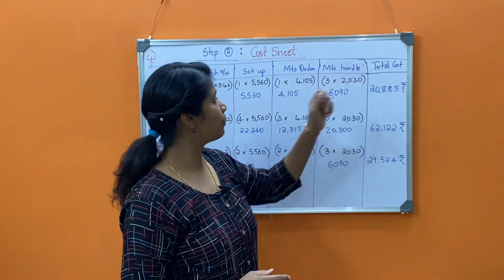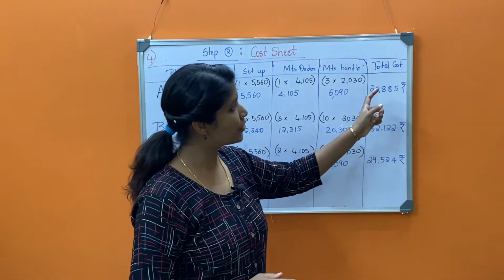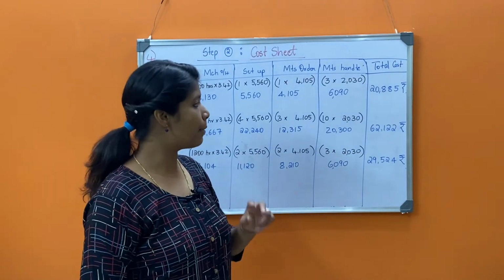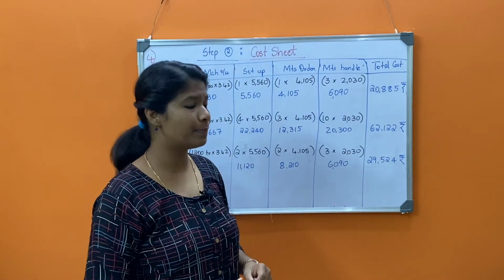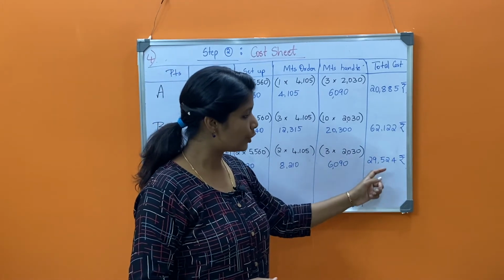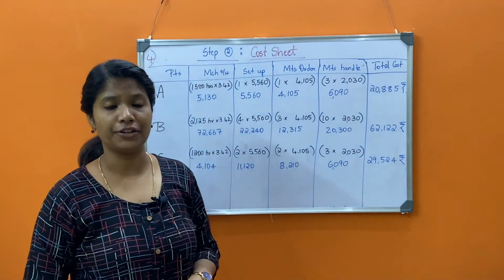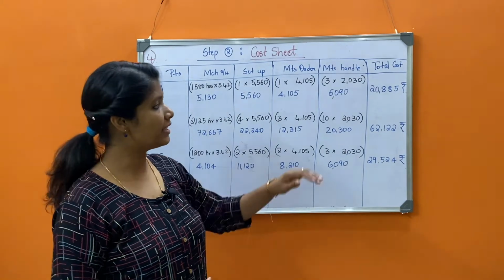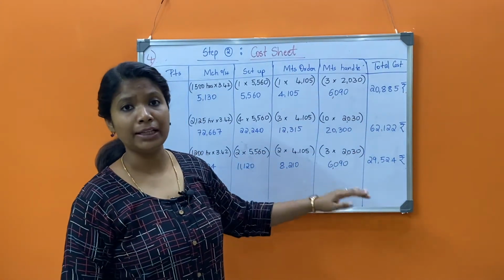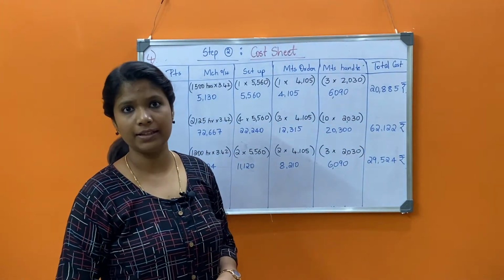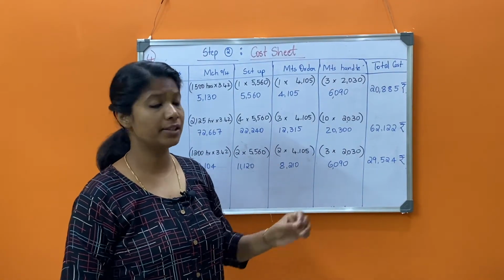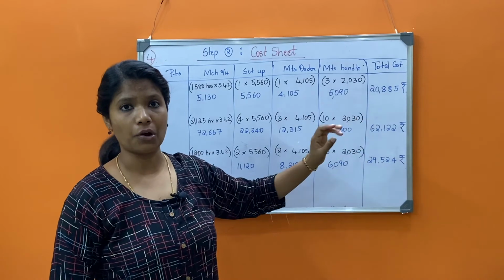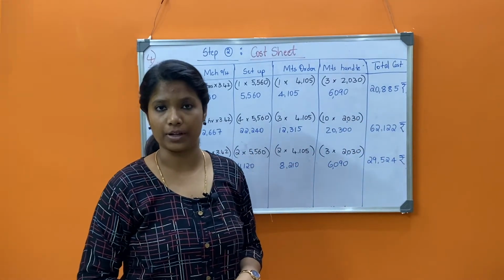So the total cost of product A is 20,885 rupees, product B is 62,122 rupees, and product C is 29,524 rupees. So these are the total costs of individual products produced in the company. Now let's find out the cost per unit. This is the total cost. Let's find out the cost per unit of the product.